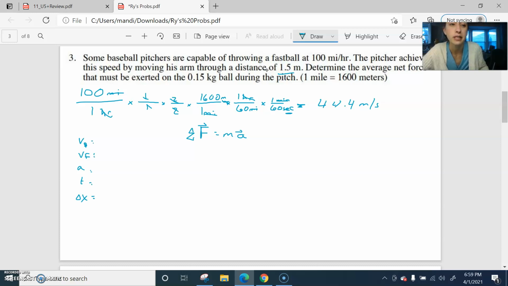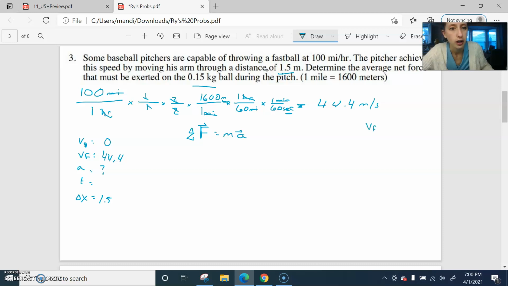I don't know a lot about baseball, but I think when we start a pitch, we start from rest, and then we do things. So we start from rest. At the end of it, we're going 44.4 meters per second. The distance we go through is 1.5 meters, and we need the average force, which means we need the mass and the acceleration. They gave us the mass, so we need to calculate the acceleration. So we sure wish we knew that. Let's go through the kinematics equations.